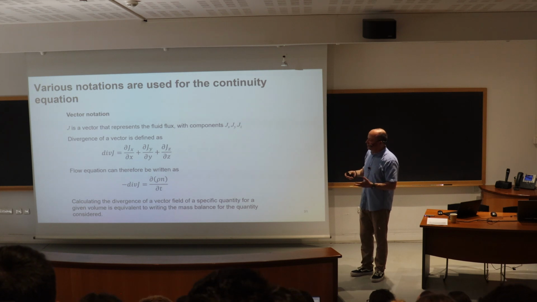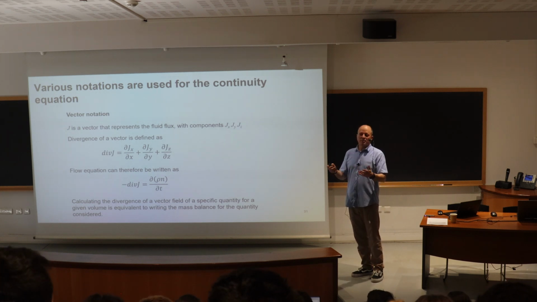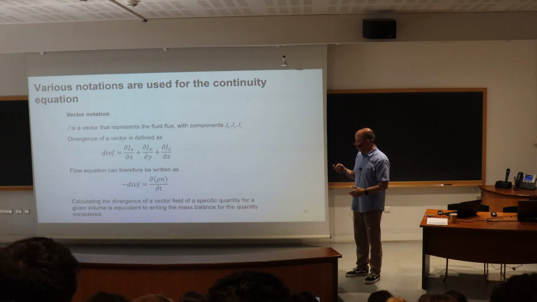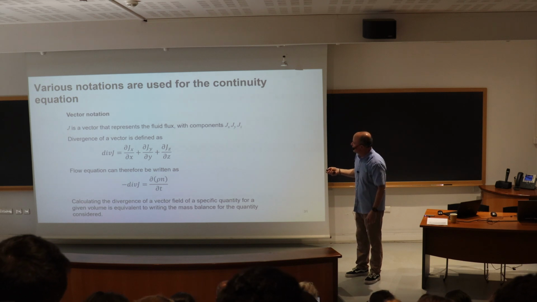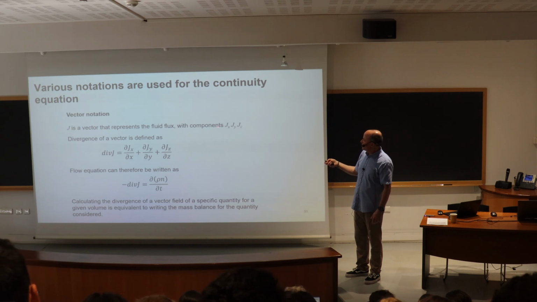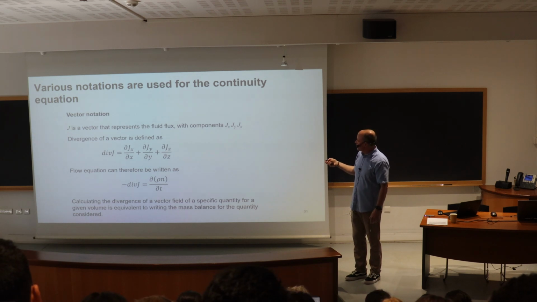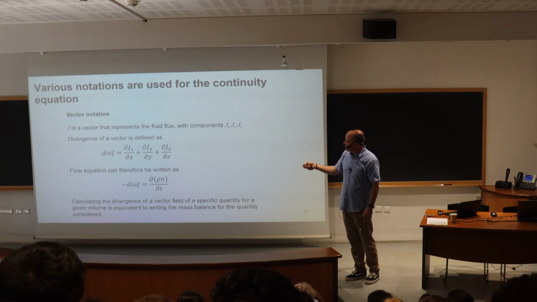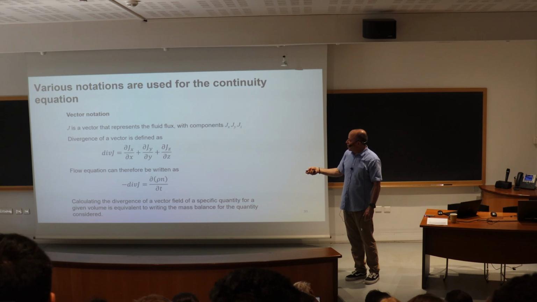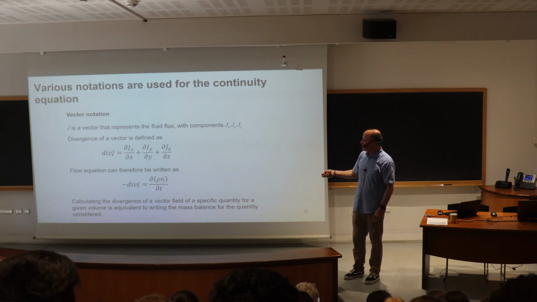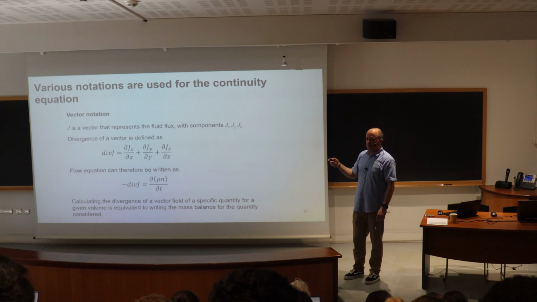I'm just showing here some different notations that are used for this equation, because depending on the textbook, you might see people using index notation, vectorial notation to show exactly the same thing. J, which is the flux, is a vector. It has three components, jx, jy, jz. The divergence of a vector mathematically is expressed by this summation here. So the flow equation can therefore be written as minus the divergence of the vector j with three components is equal to the right-hand side. It's exactly the same equation as the previous slide.